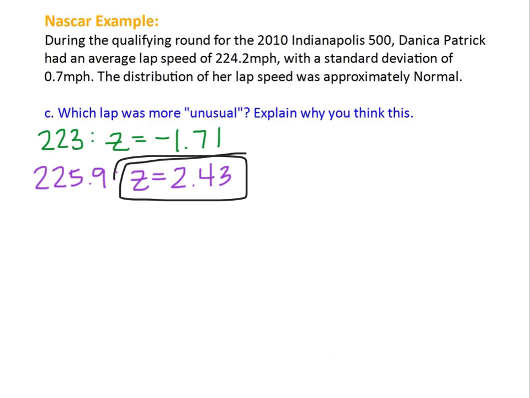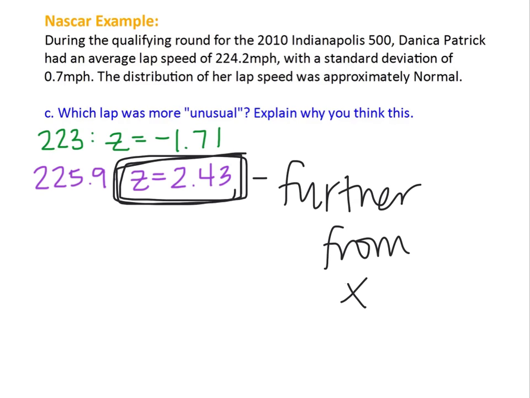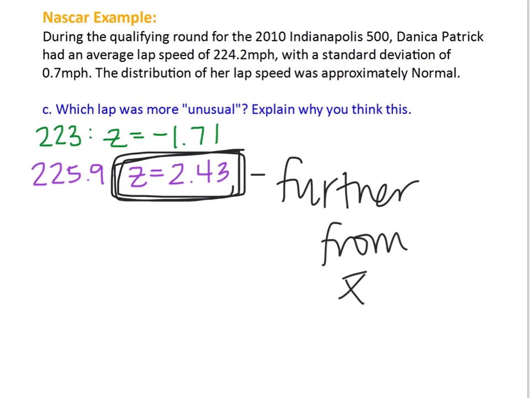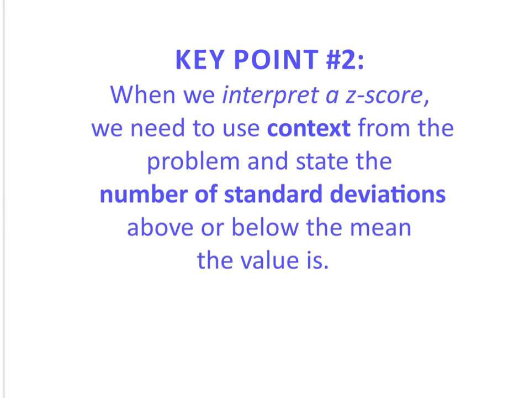So 2.43 is my z-score. That's more unusual because it's further from the mean, which we said had a z-score of 0. So the further I am from 0, the more extreme or unusual my observation is. Key point number 2, when we interpret a z-score, we need to use context from the problem and state the number of standard deviations above or below the mean the value is. So context, remember, that's referencing the problem, and that's super, super important.